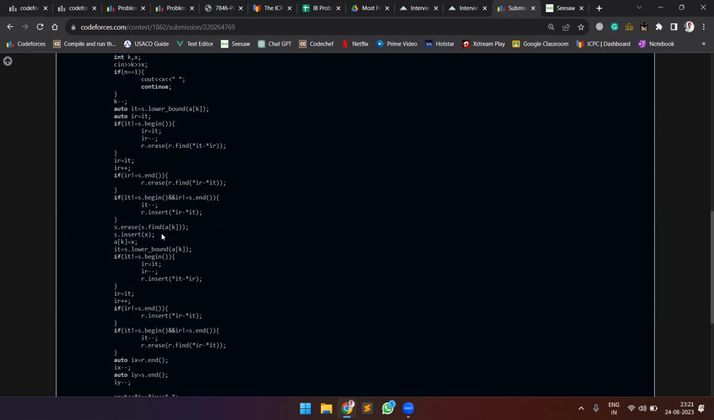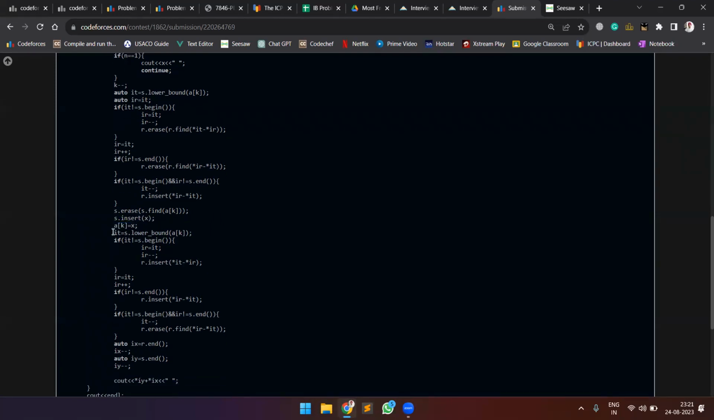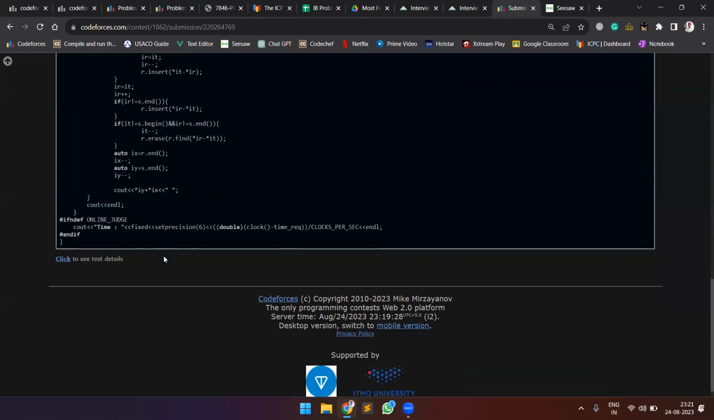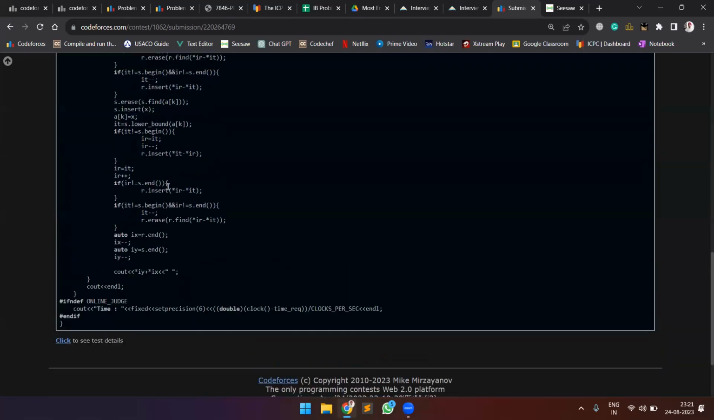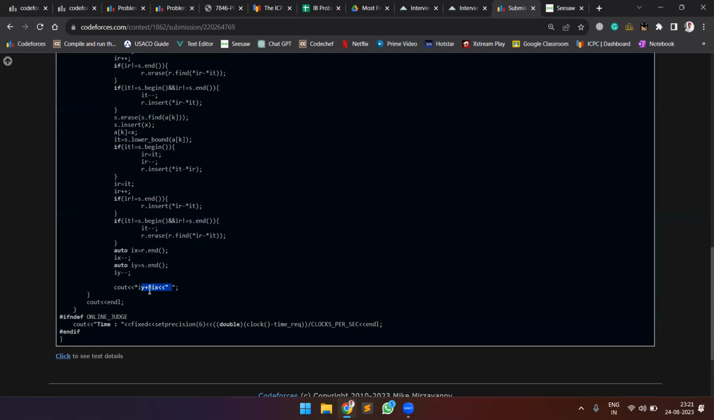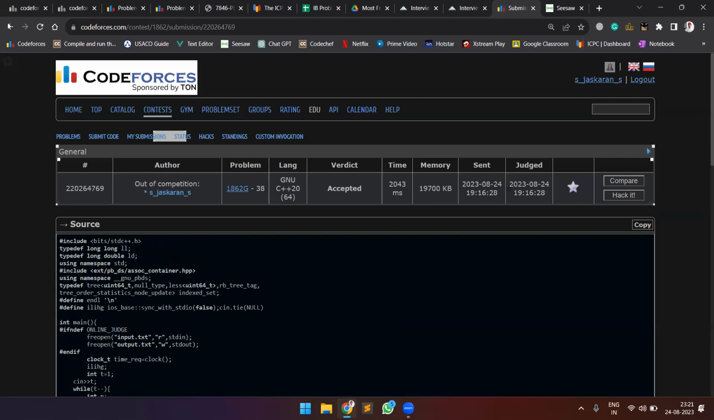I insert this in the set, and I make A of k equal to x. The insert operation is just the inverse of the first one. Where I was putting insert, I would put erase, and where I was putting erase, I would put insert. Otherwise, it is the same code for insert and erase operations, just interchanged. In the end, I just add the last element of each of them and print it out. So this is the solution for the last question.